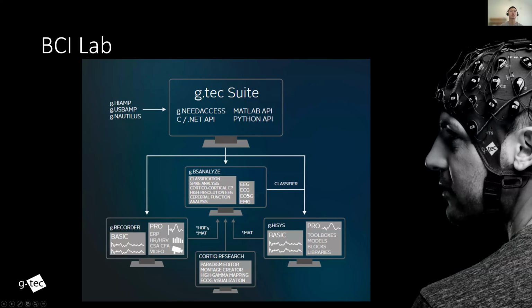Some additional things, maybe BS analysis is an offline toolbox for analyzing the data. So sometimes people record data through g.HIsys, then feed the data back to BS analysis for classification using a classifier for real-time BCI control. But today's demo, I'll be using g.HIsys, showing you the toolbox that we can use and how easy it is for rapid prototyping.